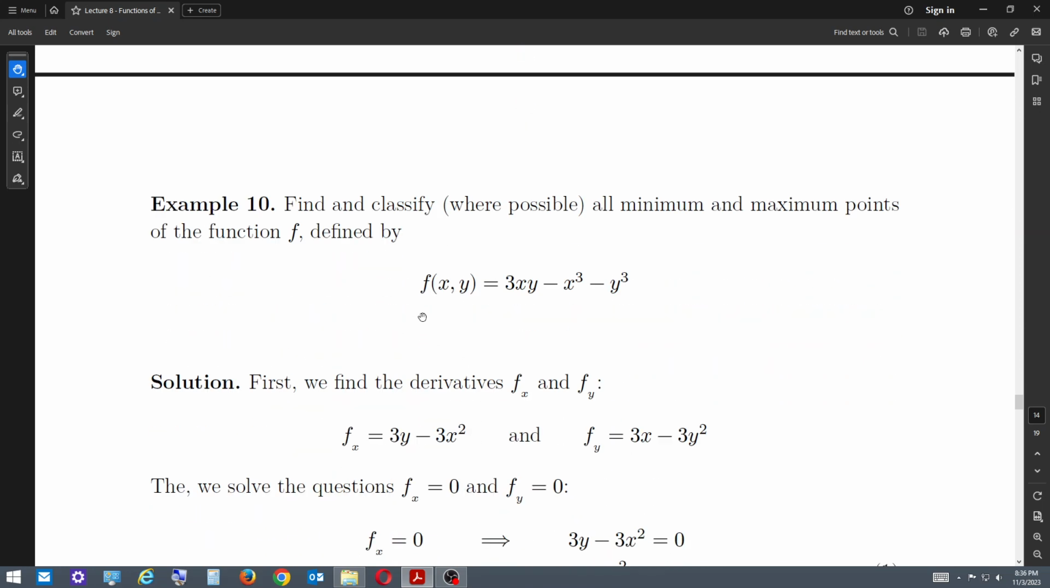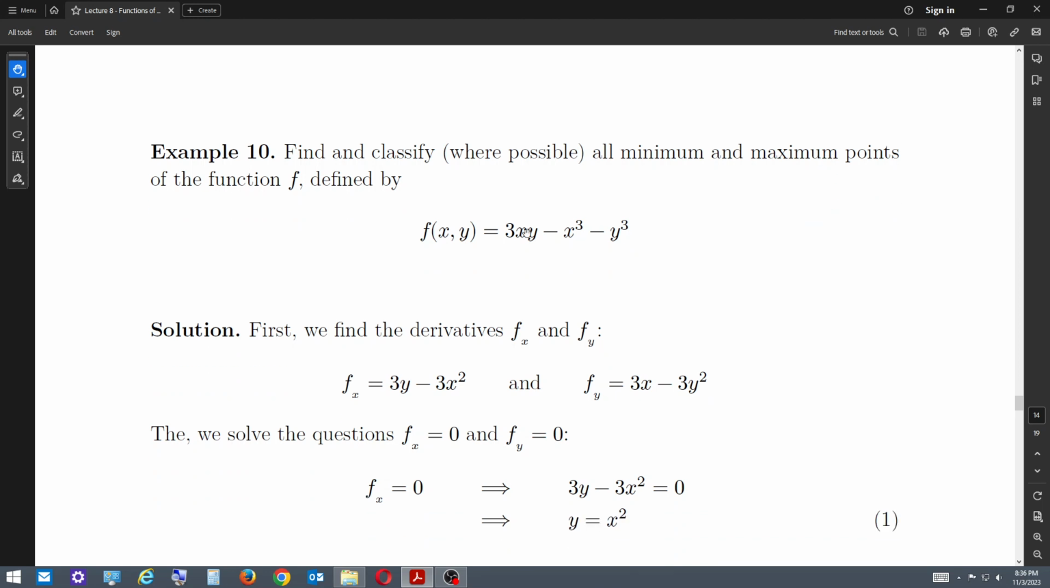So here we have a question. We have a function f(x,y) = 3xy - x^3 - y^3. We need to find and classify our minimum and maximum points. It says to find and classify all minimum and maximum points, but if I find any saddle points, I need to indicate that as well. So what we need to do is first find the points, and that is by finding the first partial derivatives with respect to x and y.